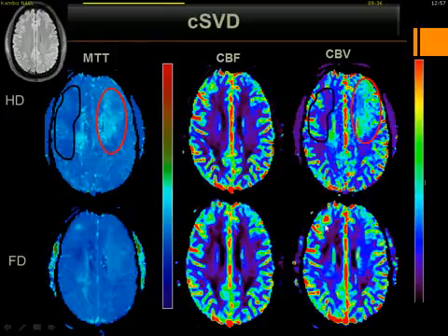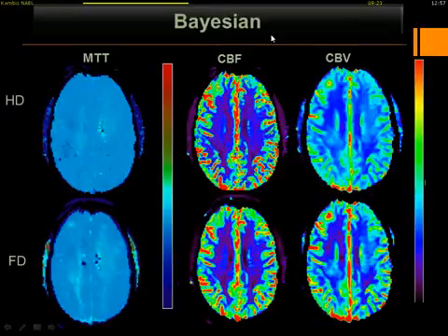And then this patient also has a small cortical-based meningioma that you can see on full dose, and you can hardly see it on half-dose perfusion. So let's look at the same patient, same slice position, processed with Bayesian.